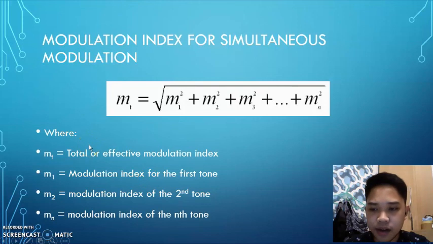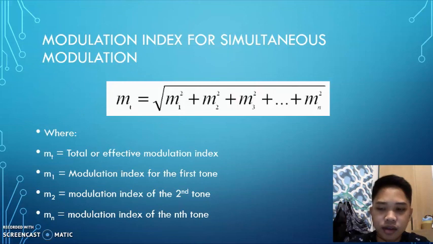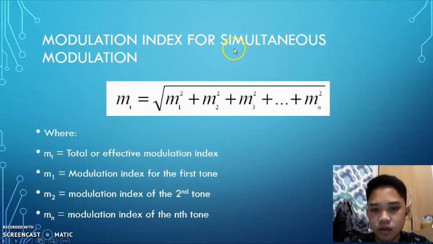where M sub t is the total or effective modulation index, M sub 1 is the modulation index for the first tone, M sub 2 is the modulation index of the second tone, M sub n is the modulation index of the nth tone, meaning you can have as many tones as you want.